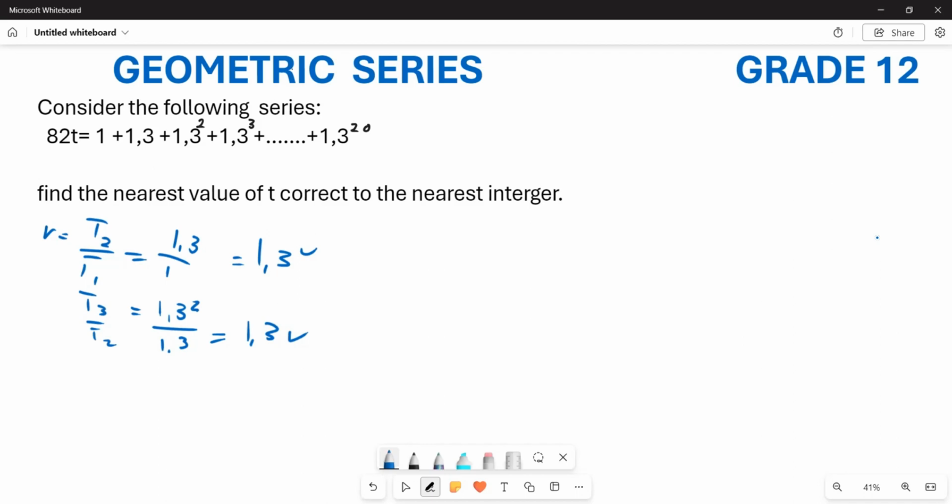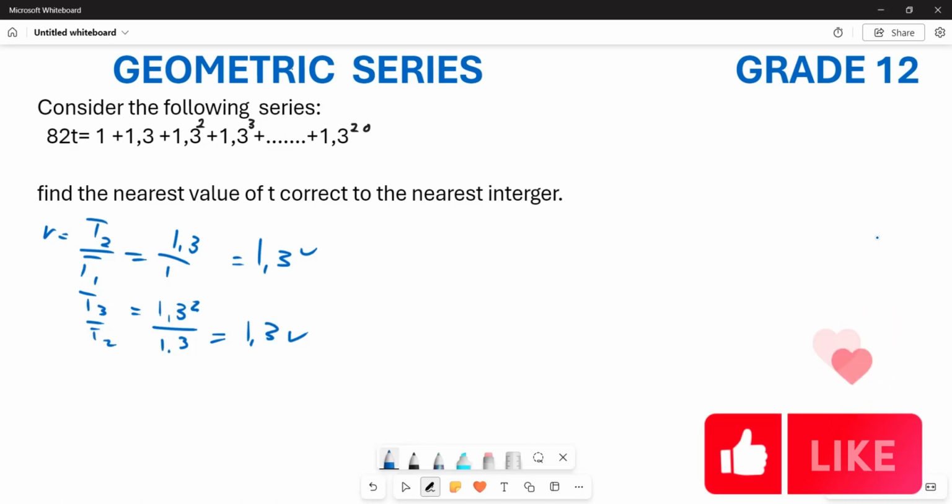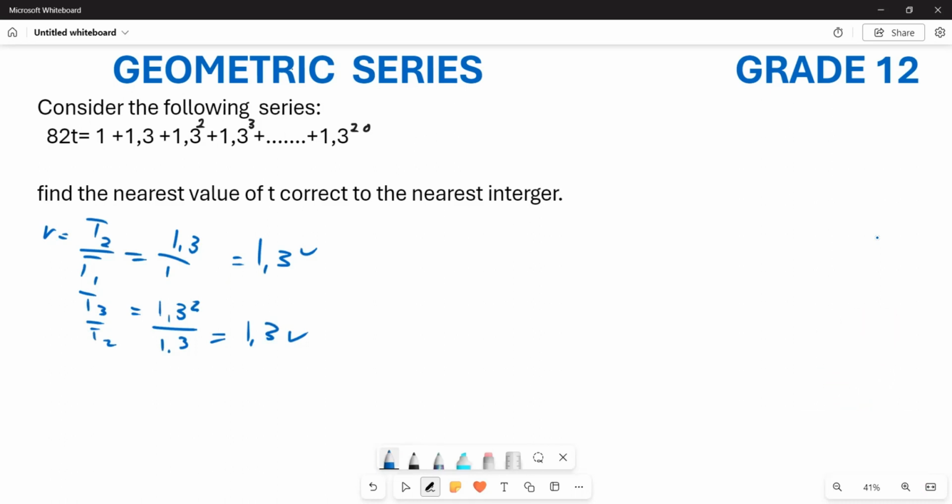In order to find the value of t, this is a series, so we are going to use our Sn. What is the first thing that you are going to do? We are going to calculate how many terms we have here, that is, find the value of your n.